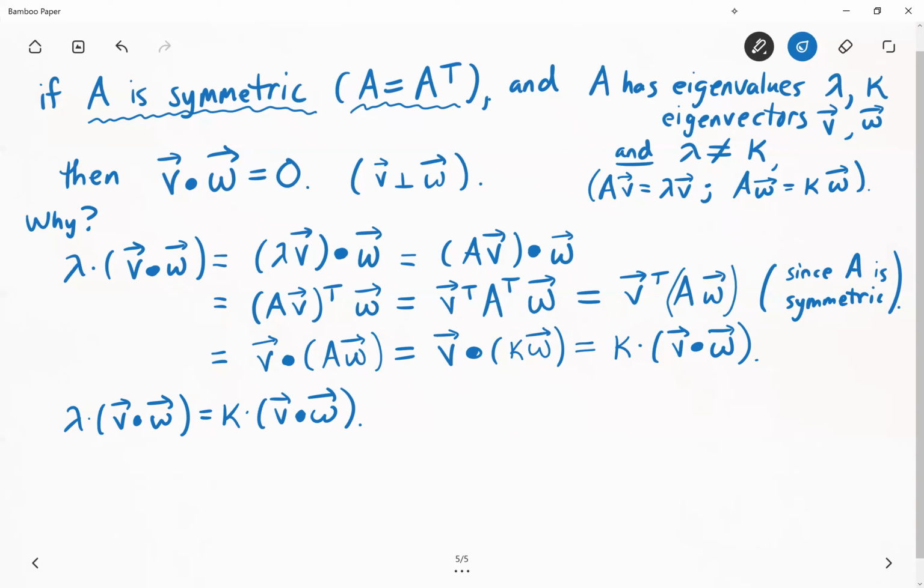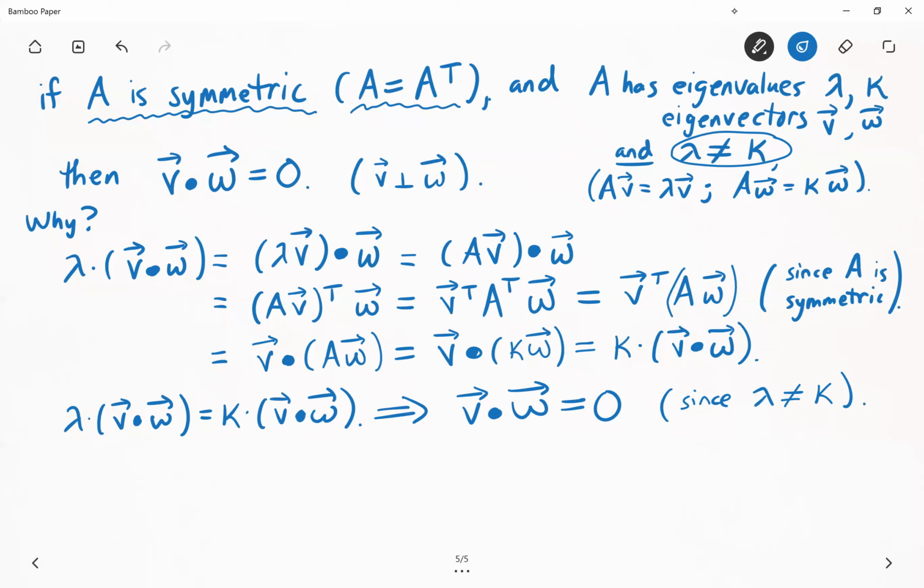However, lambda and kappa are not equal. This is one of our original assumptions. Therefore, the only way this equation can be true is that V dot W must equal 0. Again, this is since lambda is not equal to kappa. And again, if the dot product equals 0, equivalently, that means that those two vectors are perpendicular to each other. Excellent. So it turns out this is kind of a big deal.